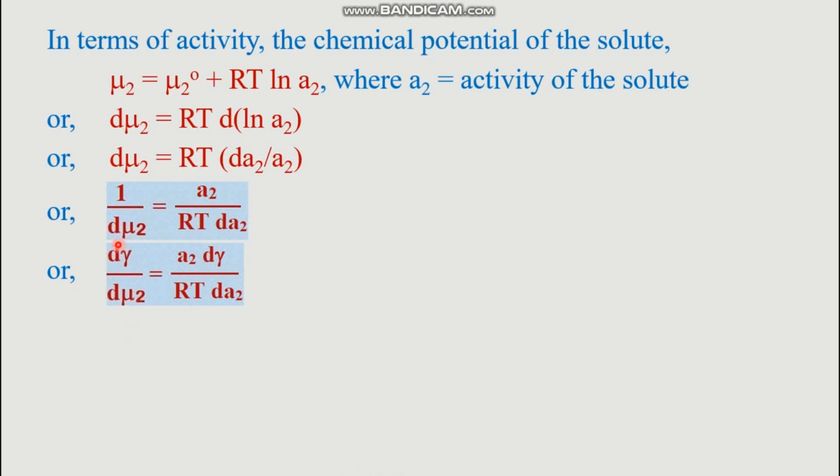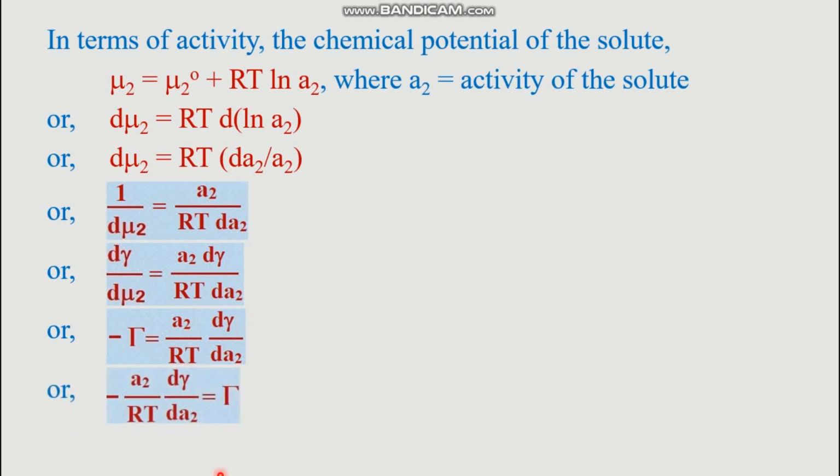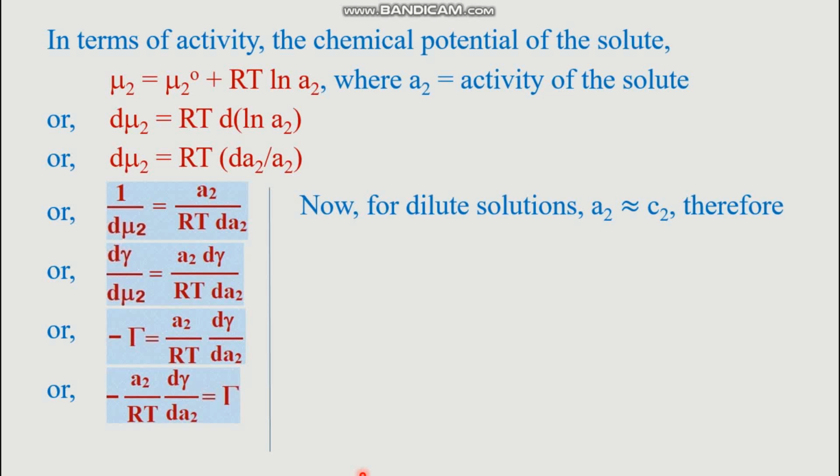And this term, you are now quite familiar with this term, d gamma over d mu 2, and this is nothing but minus capital gamma, that is, minus the surface excess. So this is A2 over RT into d gamma by dA2. That is, if you rearrange this, you will get minus A2 by RT into d gamma by dA2 equals capital gamma.